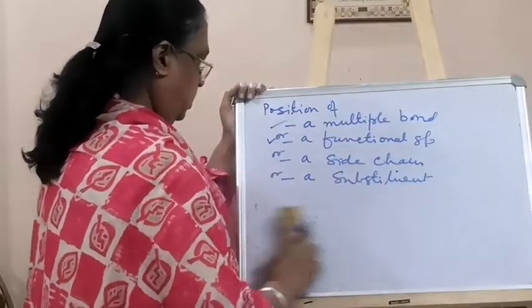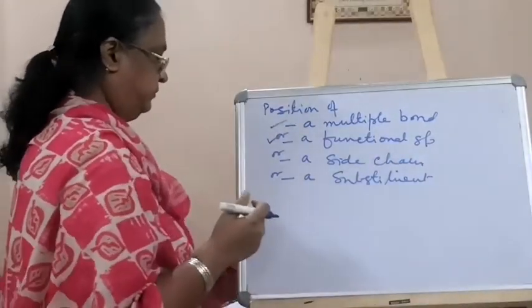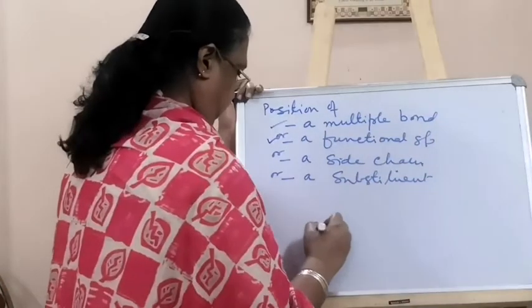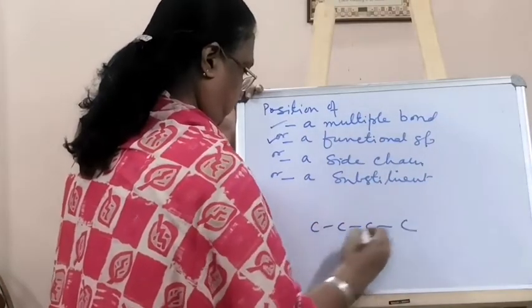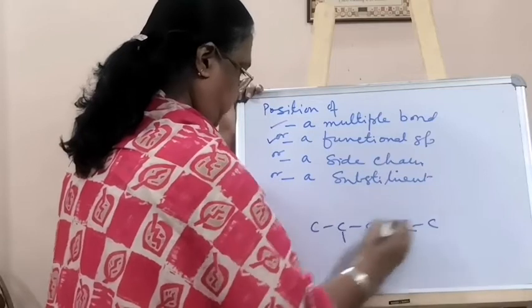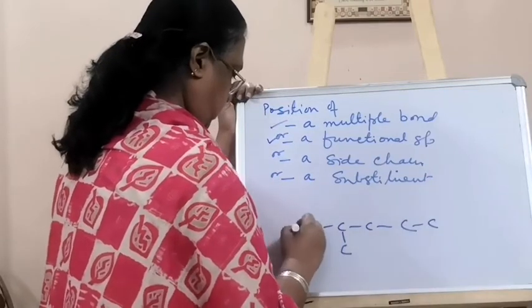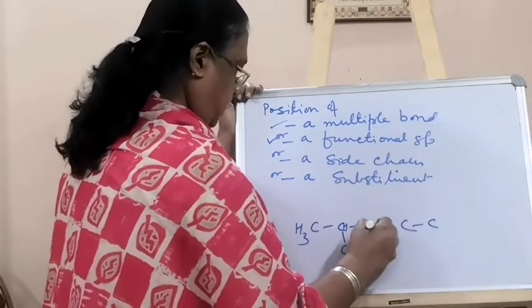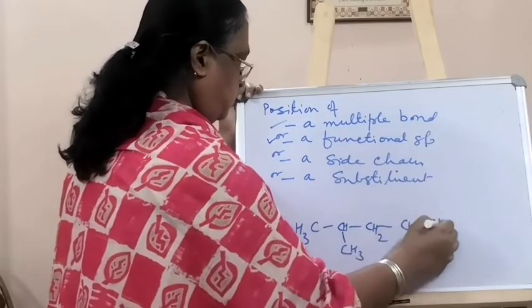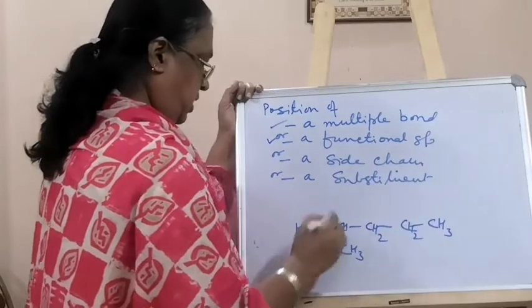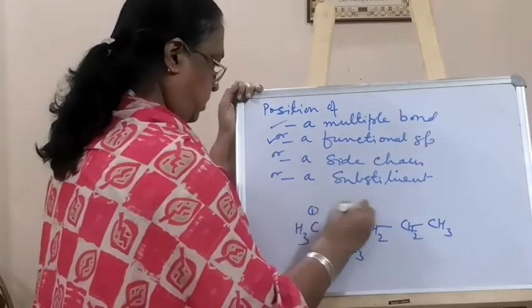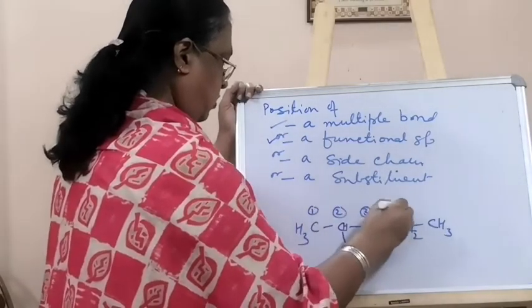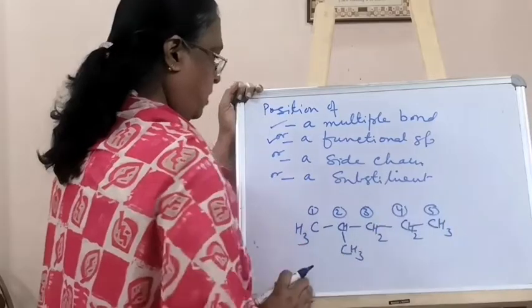Now third kind, the side chain. So if you have 1, 2, 3, 4 and 5. So you have one here, CH3, CH3, CH2, CH2, CH3. So here you have a carbon number 2, your methyl group. Okay.